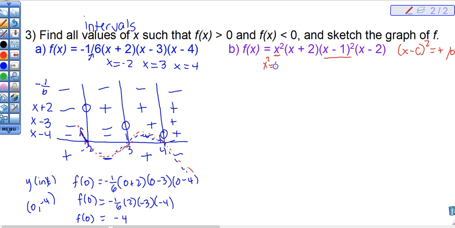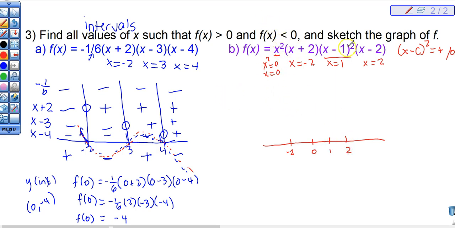So we're going to find all our zeros. So x squared equals 0. Square root both of those. X equals 0. So there's a 0. Here x's 0 is -2. This 0 is 1. And this 0 is 2. So when we go to construct our table or our sign diagram, we're going to be plotting the 0 at -2, the 0 at 1, and at 2.